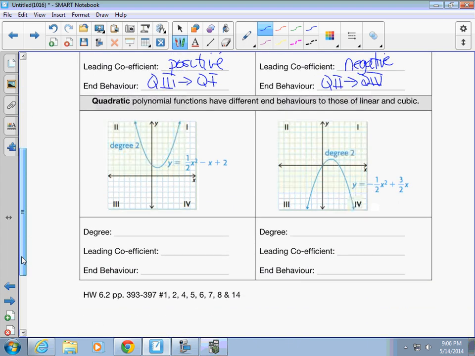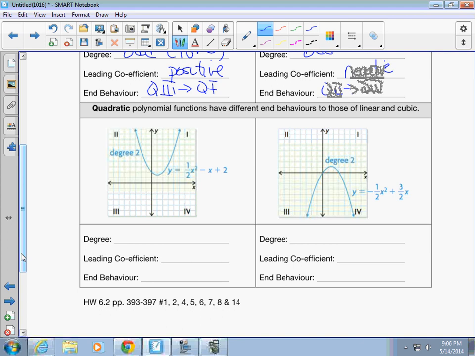Just repeating what I said in the last one, but putting it in a chart. So quadratic polynomial functions have different end behaviors than linear and cubic. So we're looking at a degree of 2. Leading coefficient is positive. The end behavior is going from quadrant 2 to quadrant 1. If our degree is 2, leading coefficient is negative, then we're going from quadrant 3 to quadrant 4.